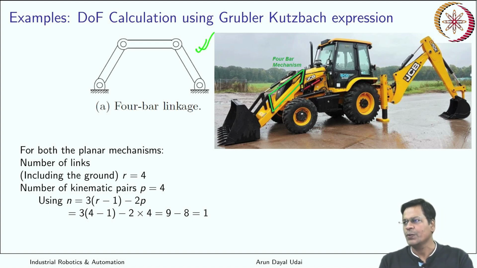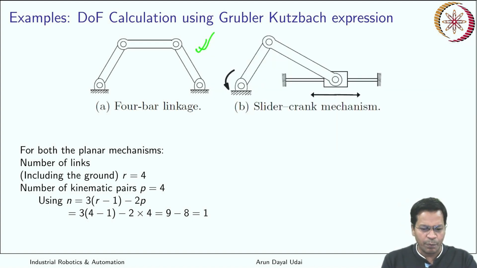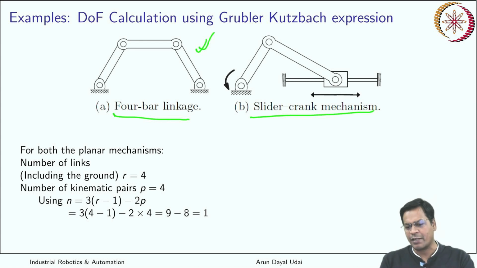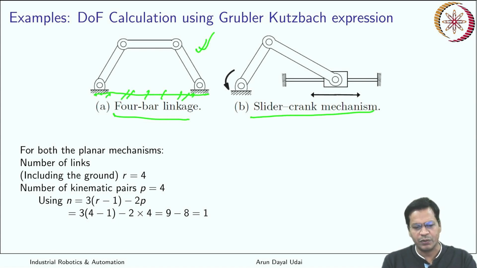Okay, so these are a few. For both the planar mechanisms that you can see, the 4-bar mechanism and the slider crank mechanism, the number of links including the ground: ground is this one. This also is a link. So this is a mechanism consisting of 1 link, 2 link, 3 link and 4 link. So the number of links is 4.